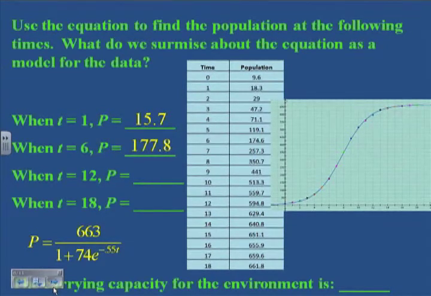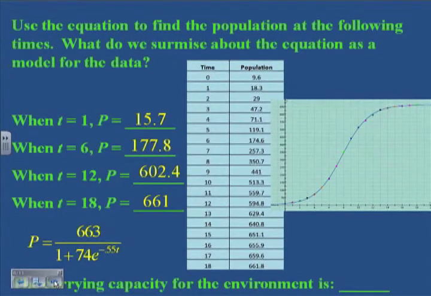When t is 12, we get 602. Not too bad. And when t is 18, my equation says 661, Tor says 661.8. I'm okay with that. Now, by the way, according to my model, what is the carrying capacity for this environment?